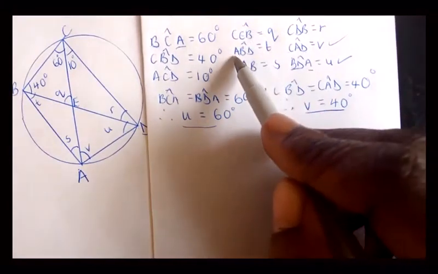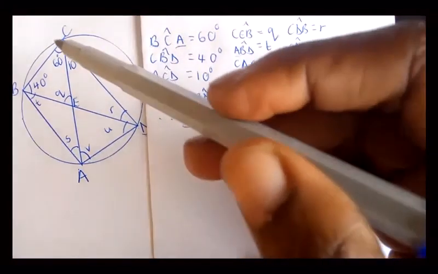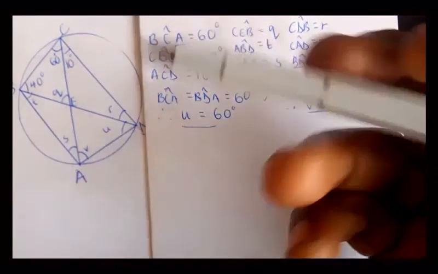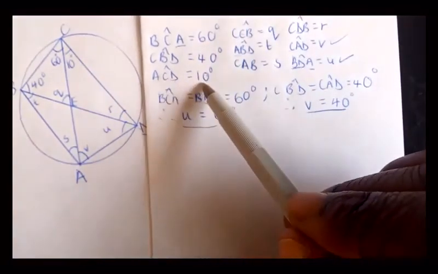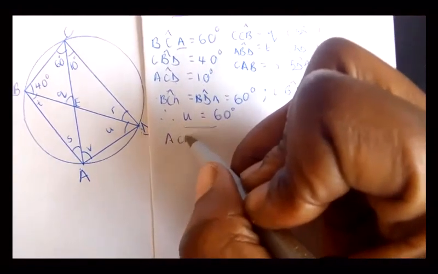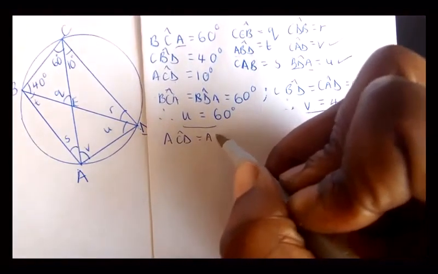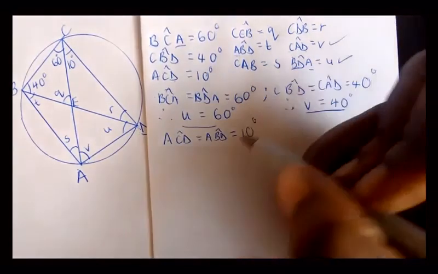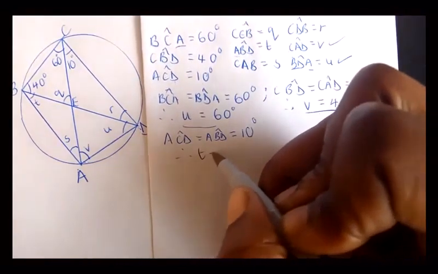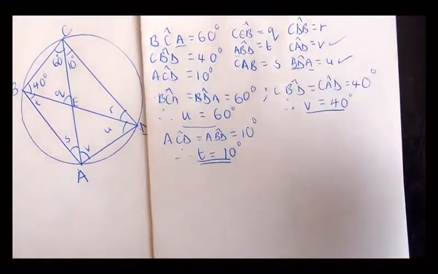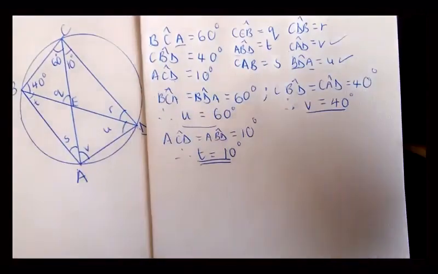The next step, we look for an angle that is similar to this AD. Which one? This AD. If we look at this ACD and ABD, they are both subtended by this arc. Therefore, this angle and this angle T are equal. Therefore, ACD is equal to ABD, which is equal to 10 degrees. Therefore, we write T is equal to 10 degrees, as it is also subtended by the same arc.